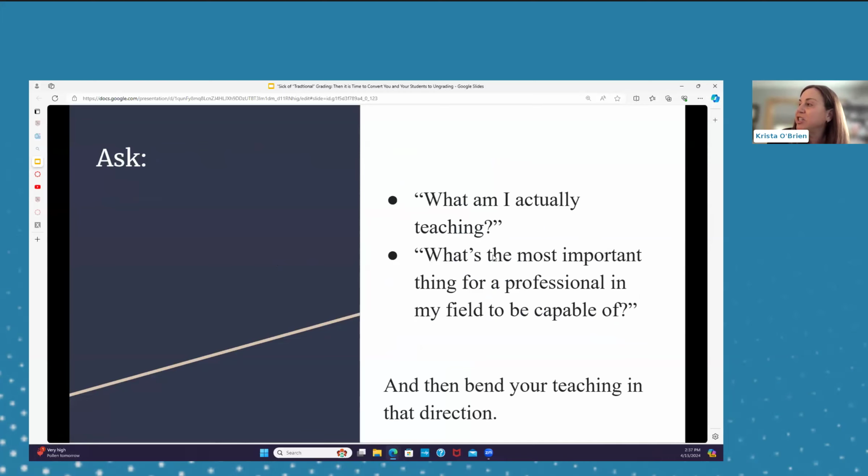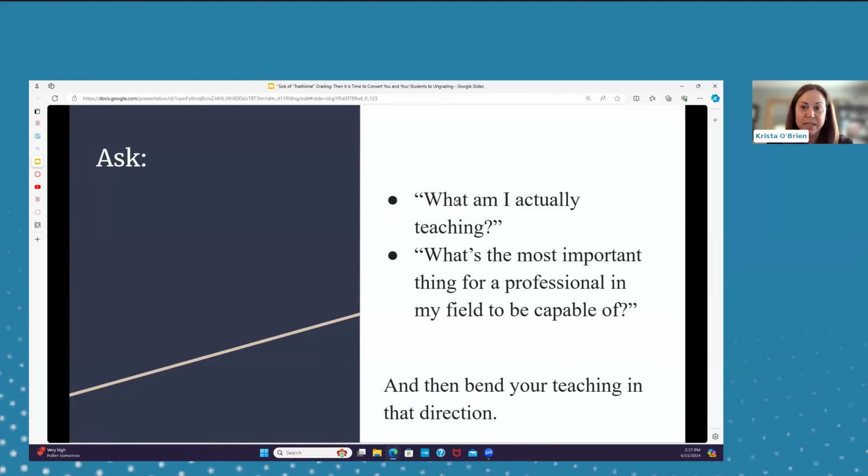What I'm actually teaching. So I've asked them, what am I actually teaching, and what are the most important things for a professional in my field to be capable of? And then bend your teaching in that direction. So you want to ask yourself, what am I actually teaching? What do the students actually need to know?